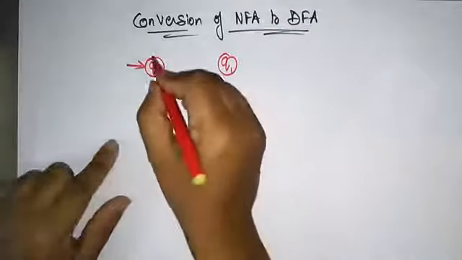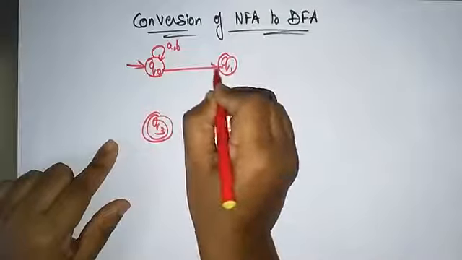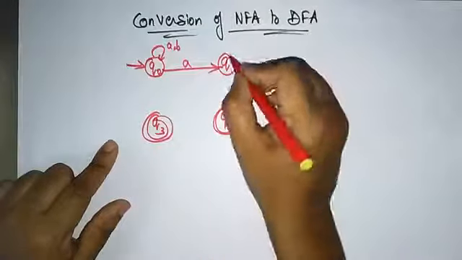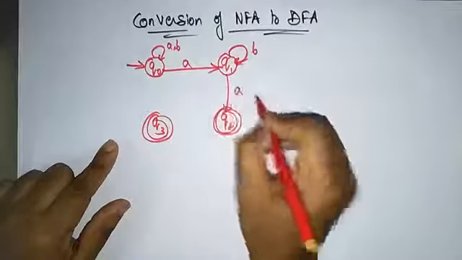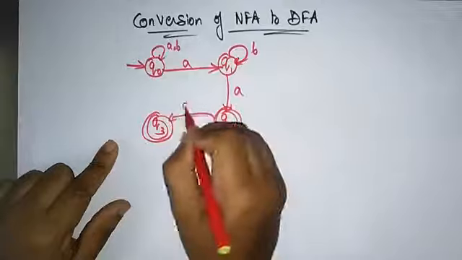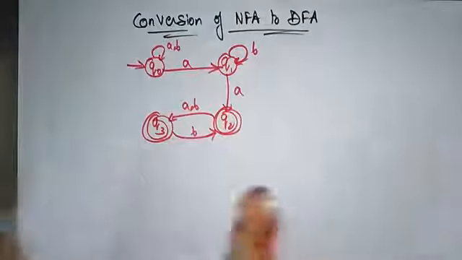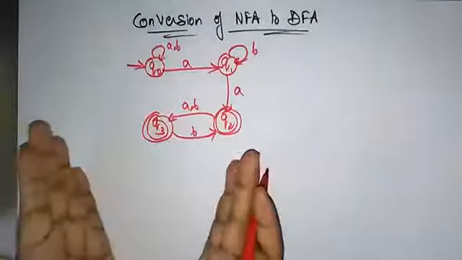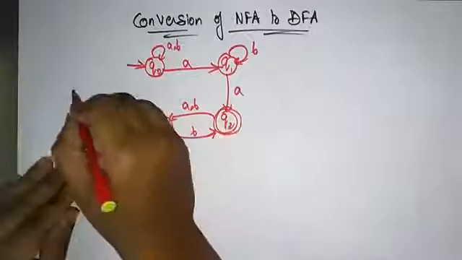So Q0 on A, comma, B. It goes on A, this is B. And from this, here A, comma, B, and B. Okay, so this is a state transition diagram for the NFA.